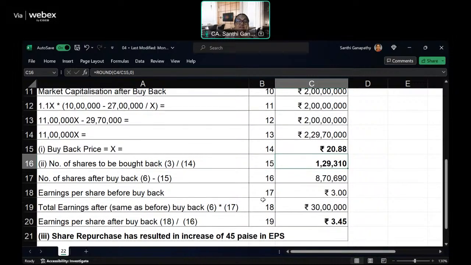Earnings before buyback is there. The total amount is not going to undergo a change. We already saw. So what is the earnings per share after buyback? Take the total earnings, divide by the number of shares. That will give you earnings per share. The buyback has resulted in the earnings per share going up by 45 paise per share.